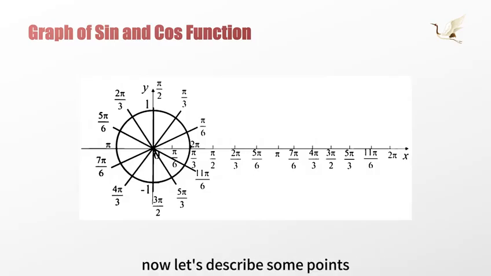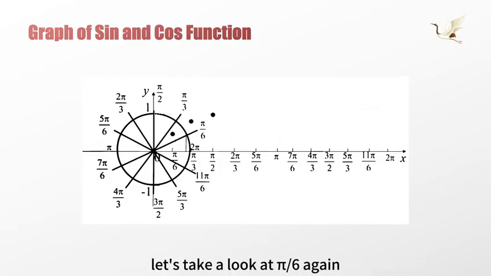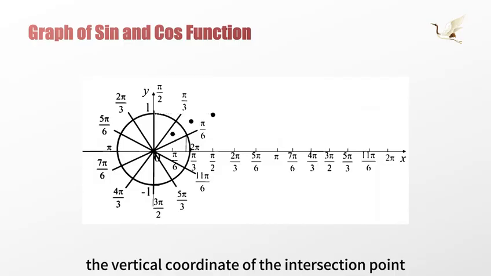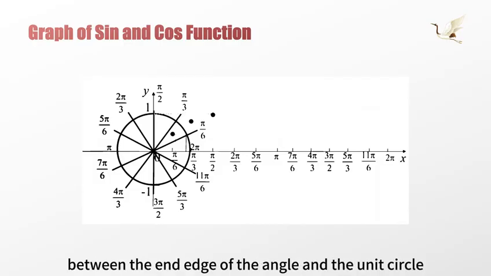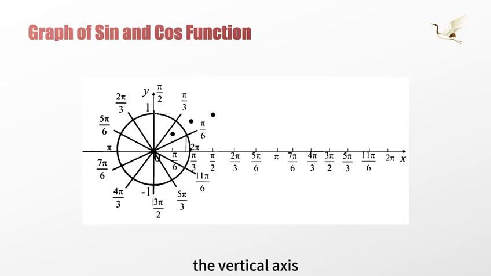Now let's describe some points. First, sine 0 equals 0, so the graph of the sine function passes through point (0, 0). Let's take a look at 1/6 of pi again. The vertical coordinate of the intersection point between the terminal side of the angle and the unit circle is sine of 1/6 pi. So we can plot the point with 1/6 of pi as the horizontal coordinate and the sine value of this point as the vertical coordinate, thus obtaining the point (1/6 pi, sine 1/6 pi).